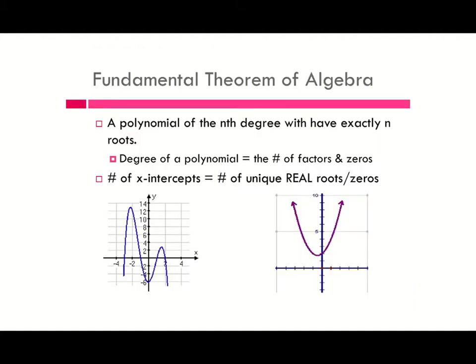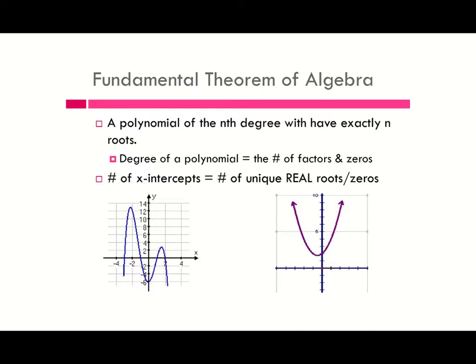So what is the fundamental theorem of algebra? Basically, to summarize, the fundamental theorem of algebra says a polynomial of the nth degree will have exactly n roots. So if we have a cubic, third degree polynomial, it needs to have 3 roots. If a polynomial is of 5th degree, then it will have 5 roots. So the degree of the polynomial equals the number of factors and zeros it's going to have.